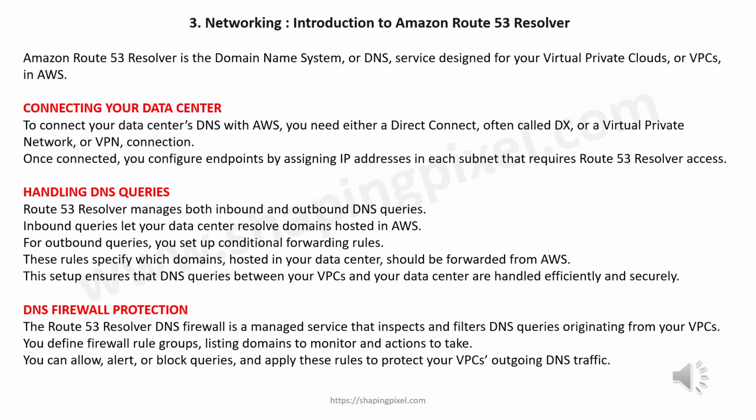Inbound queries let your data center resolve domains hosted in AWS. For outbound queries, you set up conditional forwarding rules. These rules specify which domains, hosted in your data center, should be forwarded from AWS. This setup ensures that DNS queries between your VPCs and your data center are handled efficiently and securely.